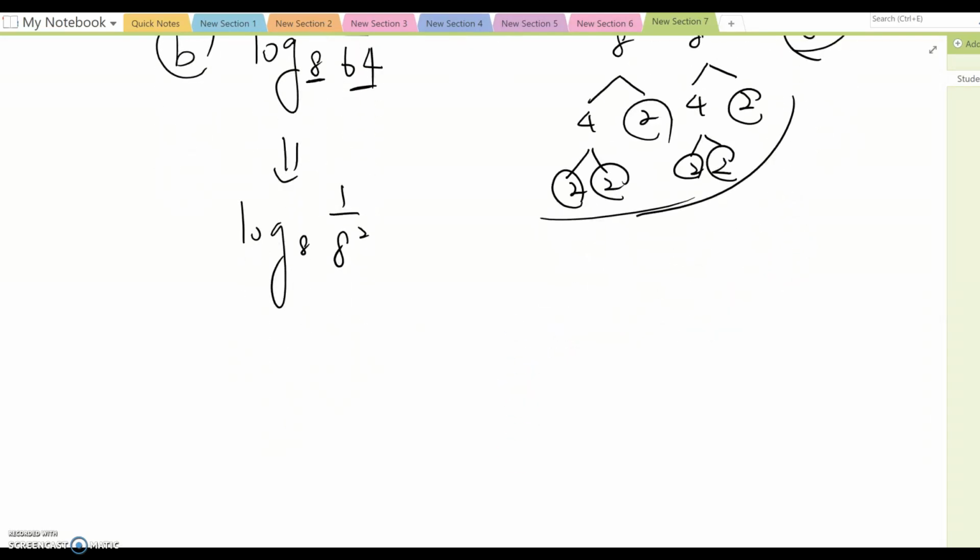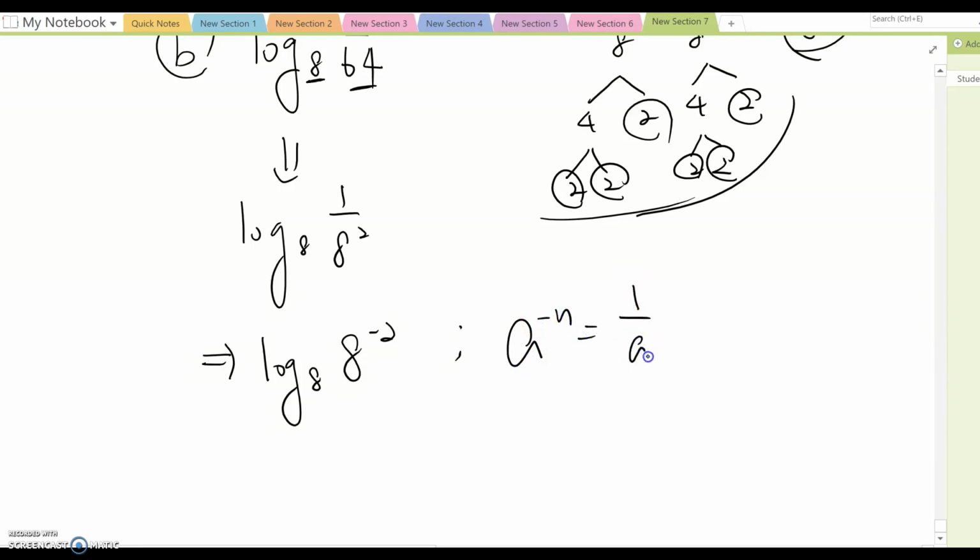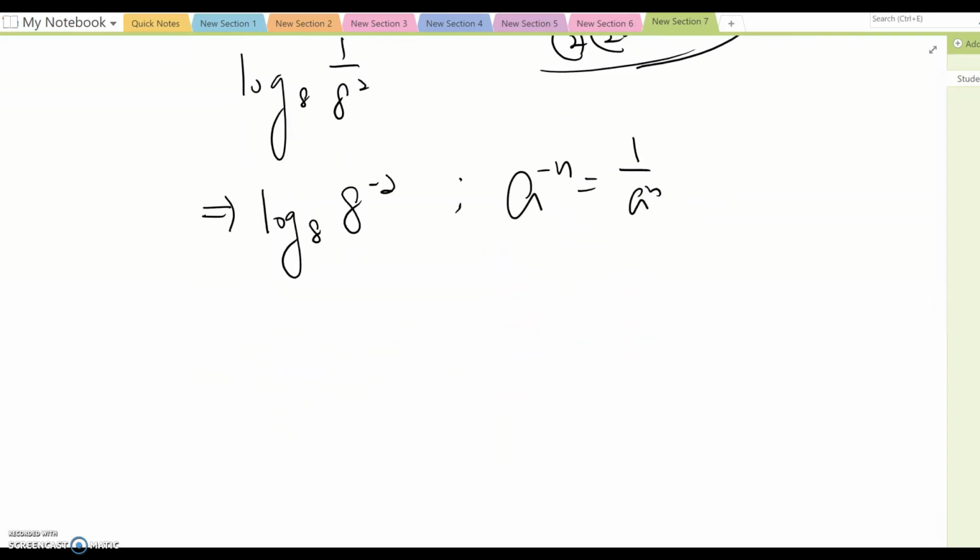That is also possible. I'm going to explain this case after this method, and then we will talk about it in a little more detail. But now, in this case, you can rewrite this as log base 8 of 8 to the negative 2, as following: a to the negative n equals 1 over a to the n. Then since the base is 8, therefore this is the answer. So this means negative 2 is the answer.